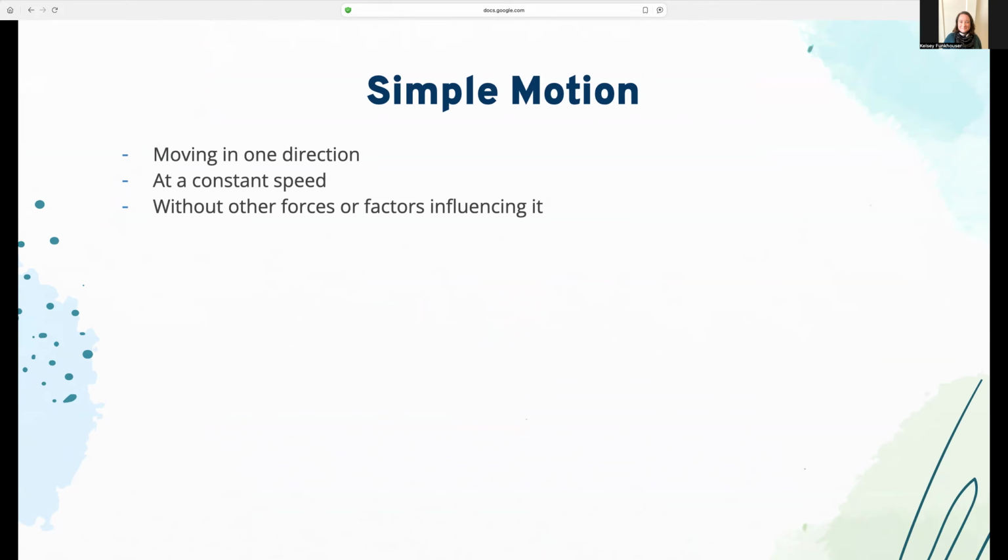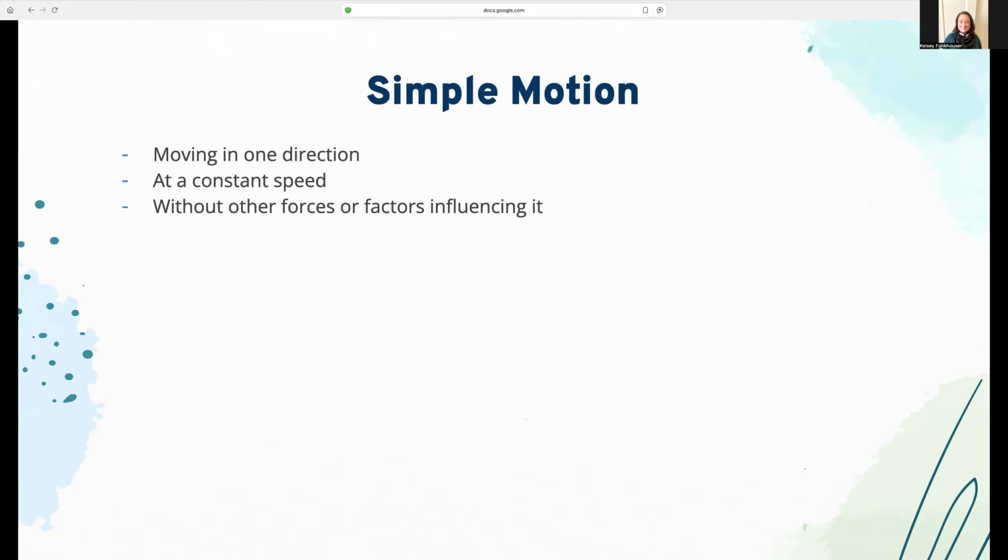If we're trying to show that motion is simple, we need to be able to isolate the object the best we can, moving debris out of the way, making sure nothing interrupts its path, give it a good push to start it going, and then determining if it is keeping a constant speed.